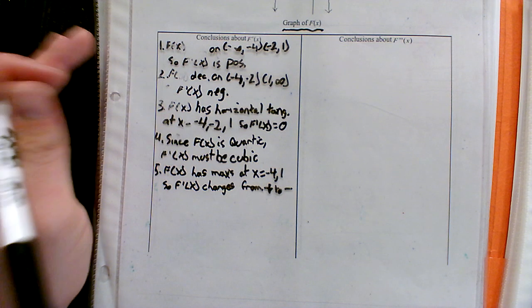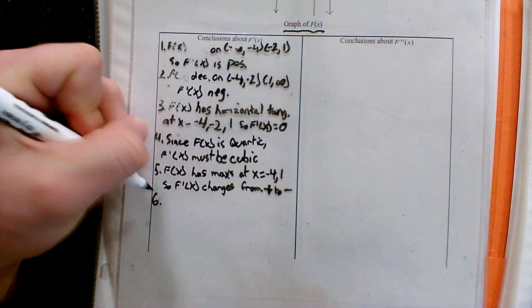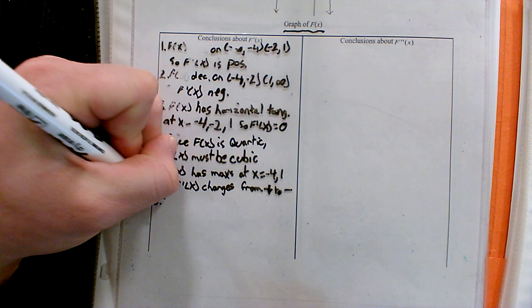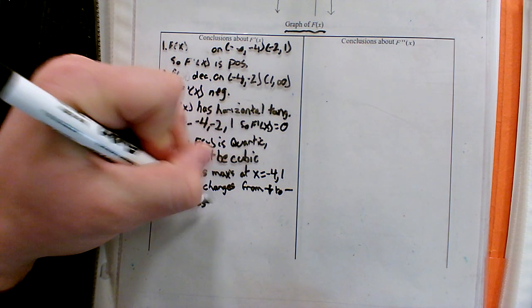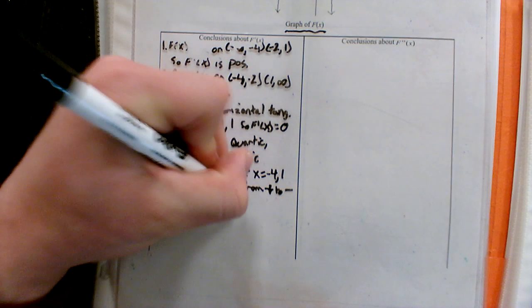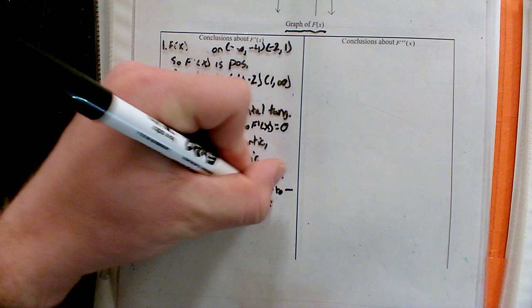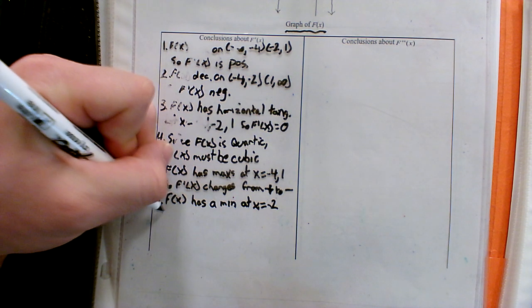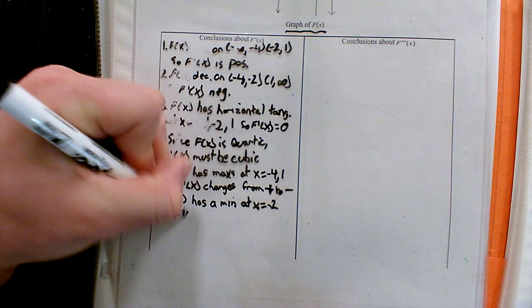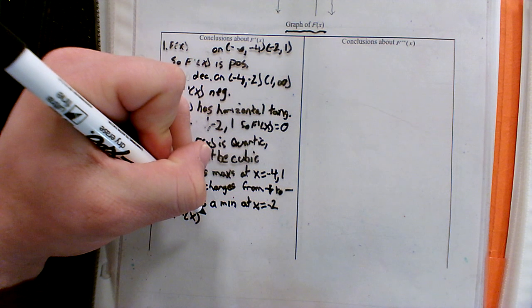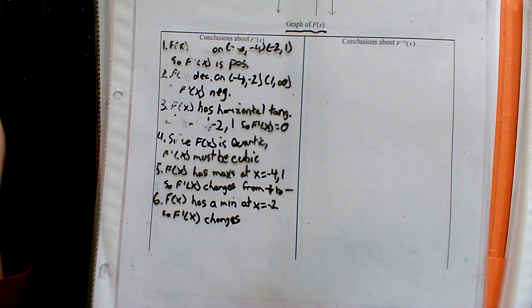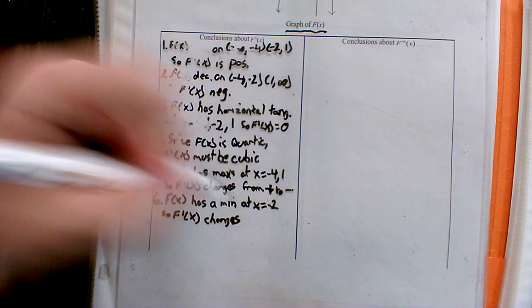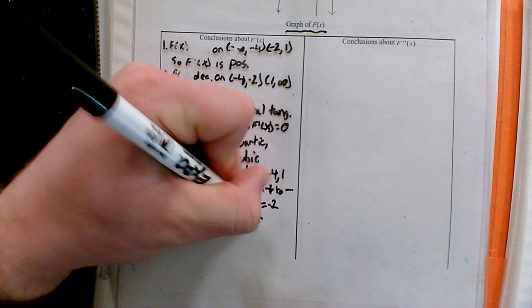All right, number 6. F of x has a min at x equals -2. So similar to above, f prime of x, first derivative, changes what? Positive. Yeah, negative to positive.